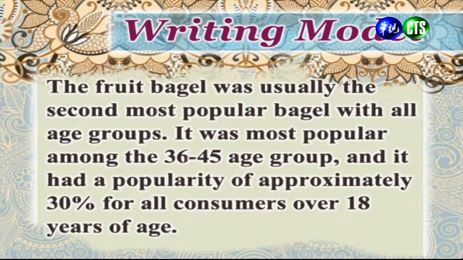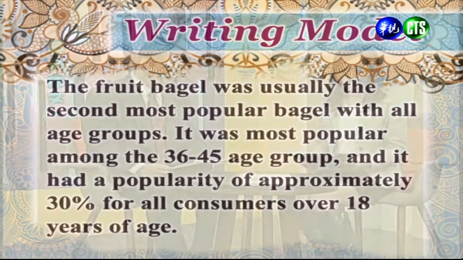And the fruit bagel was usually the second most popular bagel with all age groups. It was most popular among the 36 to 45 age group, and it had a popularity of approximately 30% for all consumers over 18 years of age. 水果口味的贝果在各种年龄层的消费族群中都占第2名。它在36岁到45岁的年龄层中最受欢迎，而在其他高于18岁的消费族群中，也都有约莫30% 的受欢迎程度。All right, so now in this section, we are going on with information that's in the next category of the bagel.